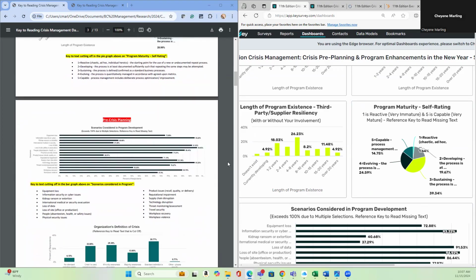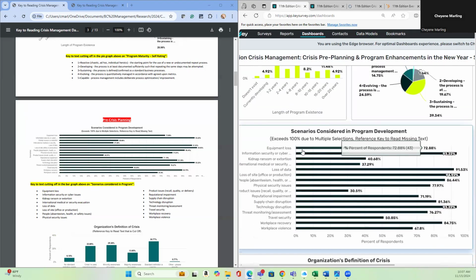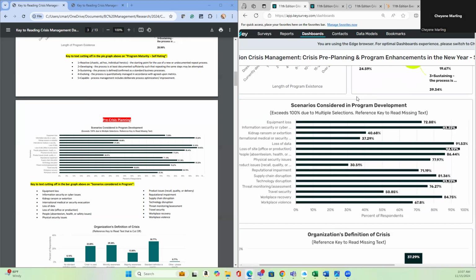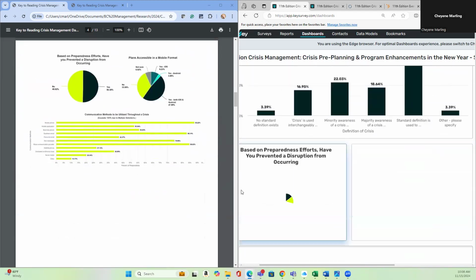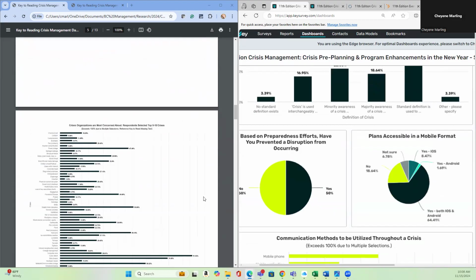As we continue to scroll down, again, we get to another piece within the dashboard. These following data charts are going to focus on pre-crisis planning. How do organizations pre-plan for crises? So again, here we cannot embed this text within the dashboard. So it helps you understand the flow of the dashboard. And right away, again, you see it's cutting off the text: information security or cyber. Go over here: information security or cyber issues. So you can see the full text that's missing. So we continue to do this throughout the dashboard, so it's easy to understand, easy to read.